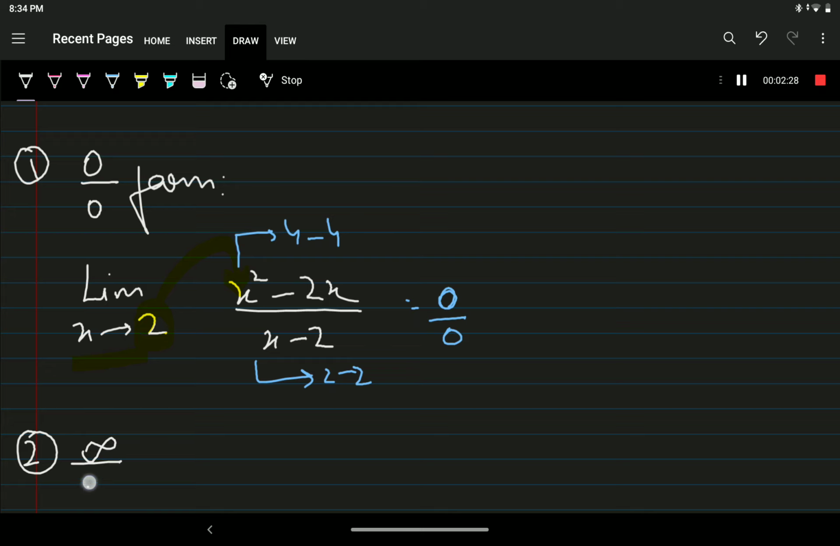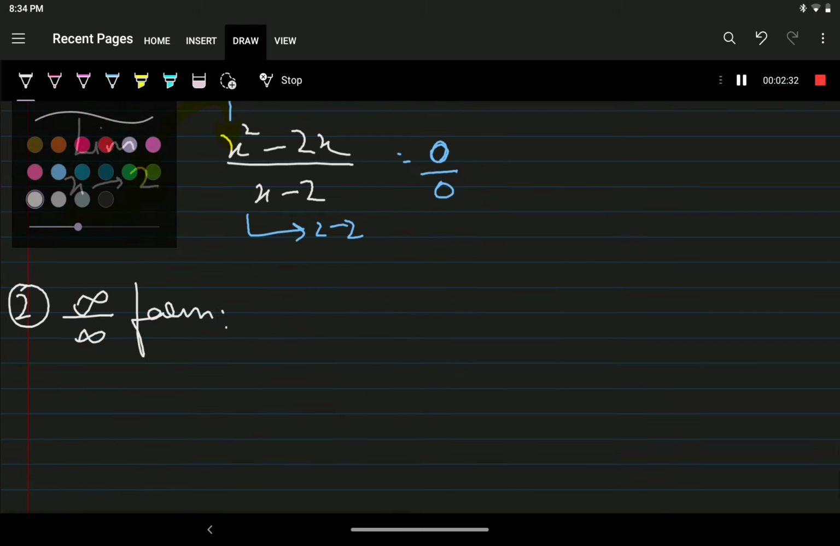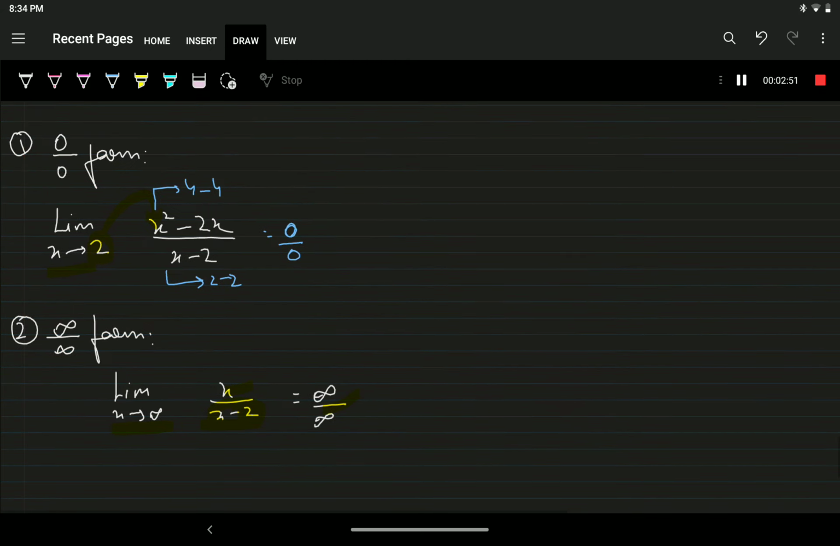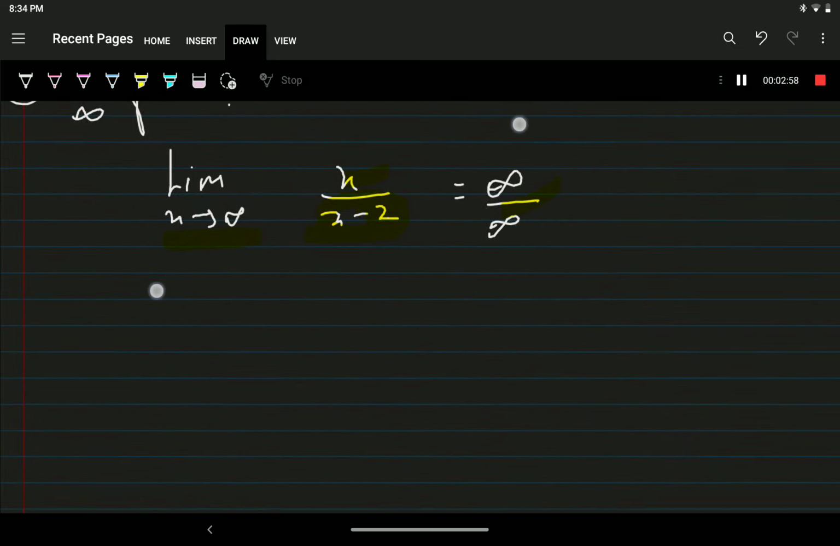Another form is infinity by infinity. Similar form. Like limit x tends to infinity, x minus 2 by x, infinity by infinity. Here, when x is tending towards infinity, this term 2 is insignificant. Therefore, in order to solve these two types of formats, only infinity by infinity and 0 by 0 format, there is a rule known as the L'Hospital rule.